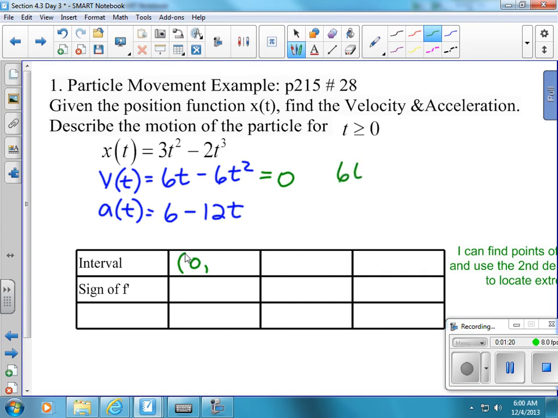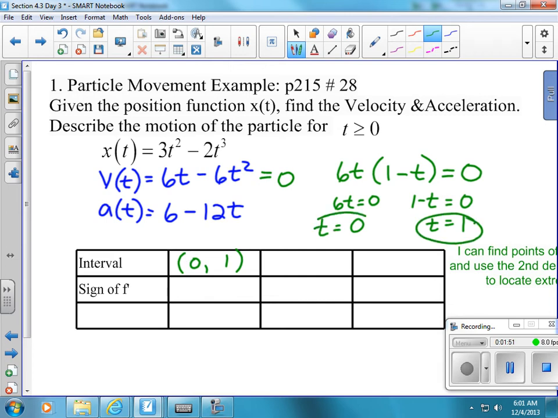So I think we can factor out a 6t here. 1 minus t. 6t, is that correct? I think so. So we set 6t equal to 0, and we get 0. And 1 minus t equal to 0, and we get t is 1. So we're just going to have a critical point at t equals 1 and t equals 0, but we're using that as our endpoint anyway. So at those 2 points, velocity is 0, therefore our particle is stopped.